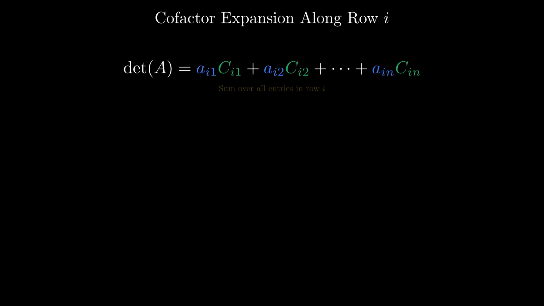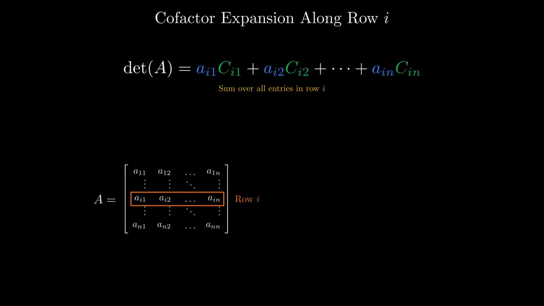Now let's write out the general cofactor expansion formula along row i. The determinant of A equals a sub i1 times C sub i1 plus a sub i2 times C sub i2, and continuing this pattern all the way through a sub in times C sub in. In other words, we take each entry in the chosen row, multiply it by its corresponding cofactor, and then sum up all those products. This is the key idea.